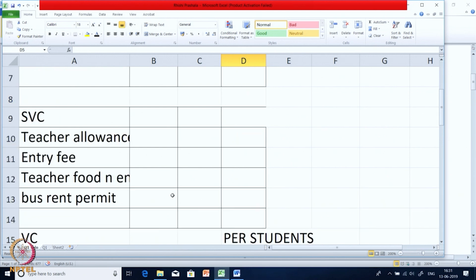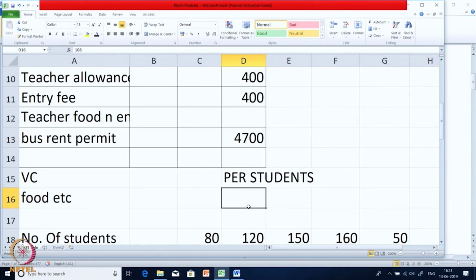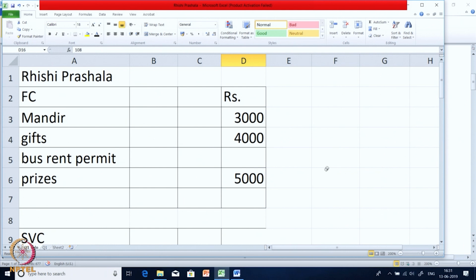It becomes a semi variable cost. So let us list out what are the semi variable costs. Teacher allowances. How much is the allowance to a teacher? 200 per teacher for 2 teachers. So for each bus the cost will be 400. Entry fee for the bus, bus permit fee, then the variable costs. Variable cost is 108. Are you getting it?